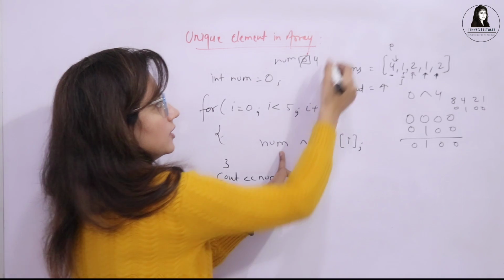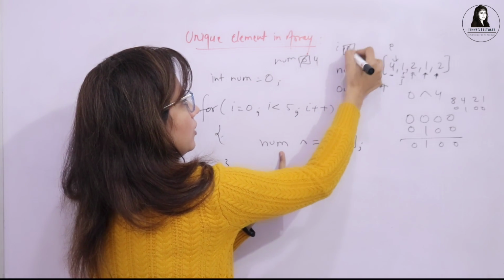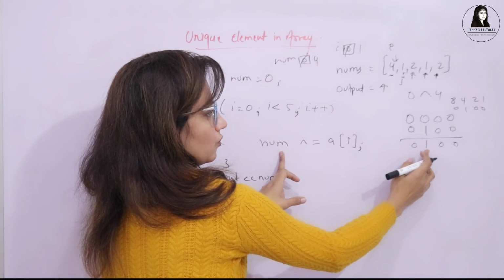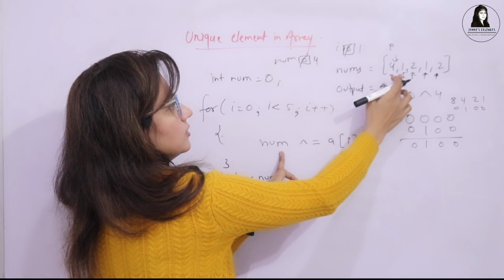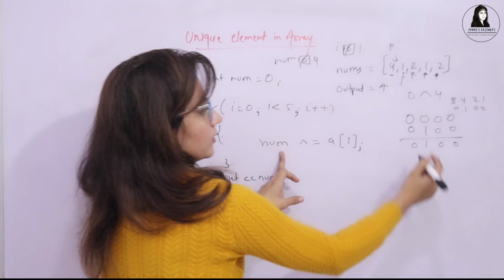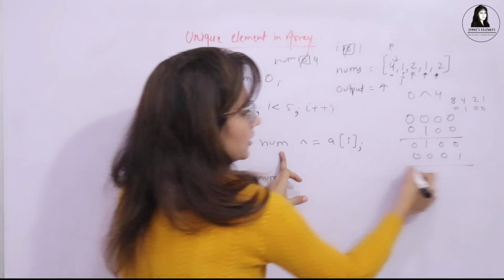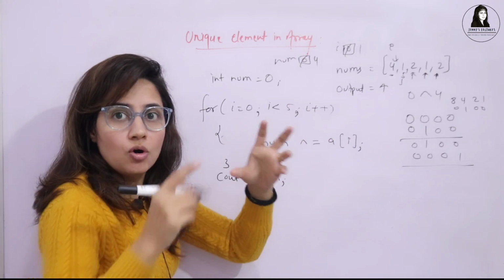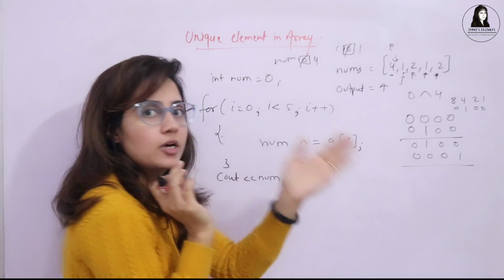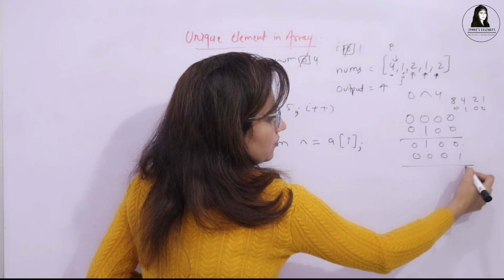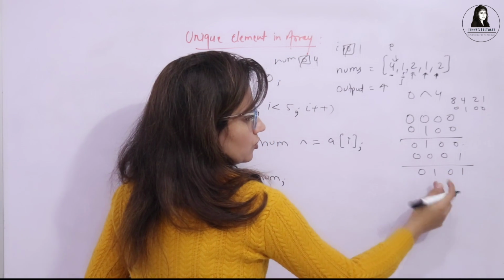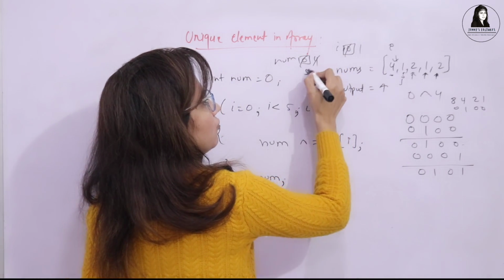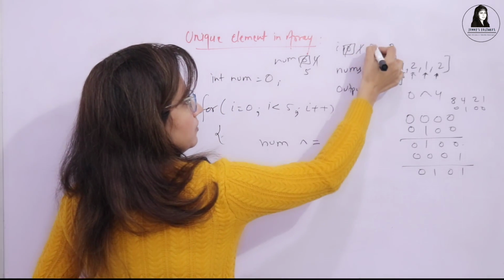Now I plus plus, I was at first 0, now I becomes 1. So the number is 4, meaning 0, 1, 0, 0. A of 1 is 1, because I is 1 now. How to represent 1 in binary? Something like this. Now do XOR, because this is bitwise XOR and it is done on bits, so numbers are converted into bits first. Both are different, so 0, 1, 0, 1, and this becomes 5. So in number we now have 5. Now I plus plus, I becomes 2.